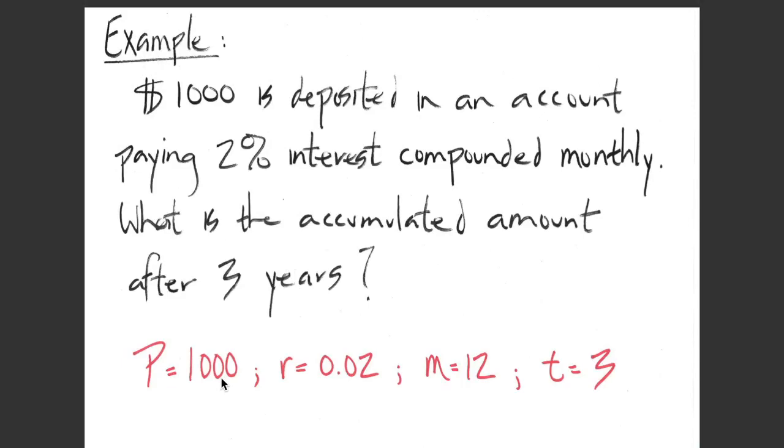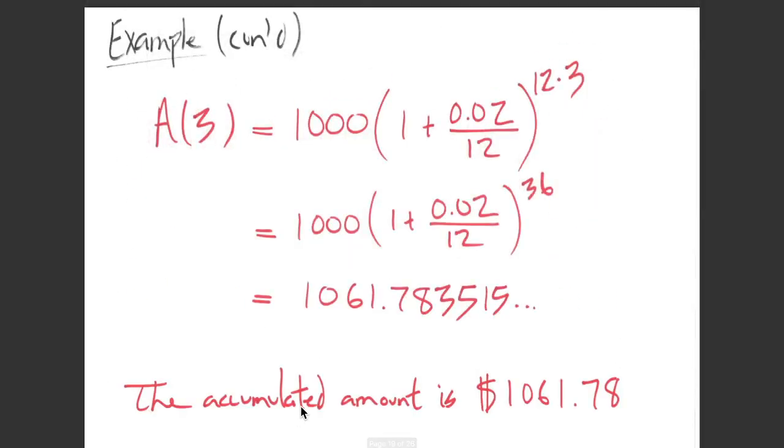So our principal is $1,000. Our interest rate is 2%, which I write as a decimal. Our compounding frequency is 12 times a year. This is because the interest is compounded monthly. And the time that we're interested in is 3 years. So if I take those values and plug them into the compound interest formula, I get this expression. A of 3 is 1,000 times the quantity 1 plus 0.02 over 12 raised to the 12 times 3.